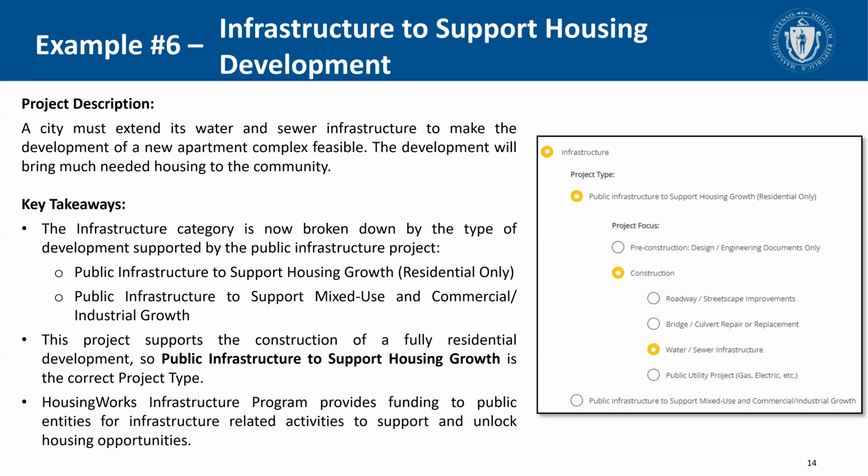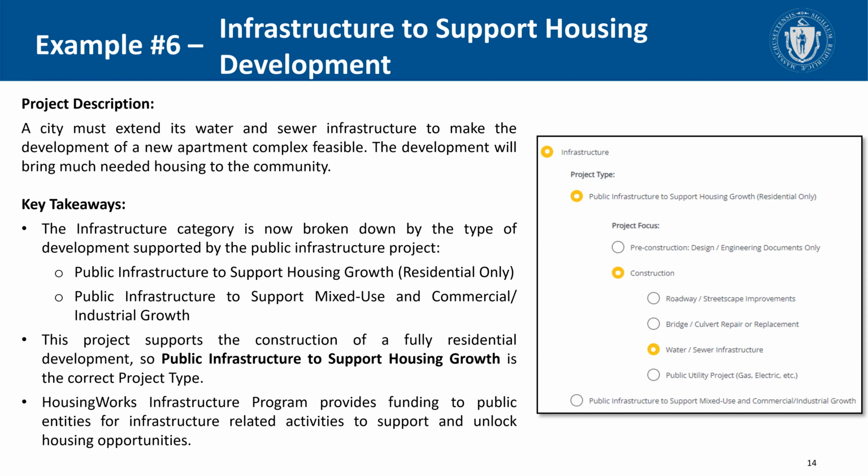Okay, so next up, we have an application from a city looking to extend its water and sewer infrastructure to allow for the development of a new apartment complex. This is an infrastructure project that supports a residential development. With the introduction of the Housing Works Infrastructure Program, the project types within the infrastructure category are now split by the type of development that they support. So first we have public infrastructure to support housing growth, which is tied to the Housing Works program. And then second, we have public infrastructure to support mixed use and commercial industrial growth, which is tied to MassWorks.